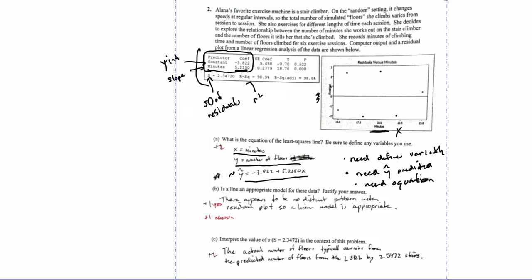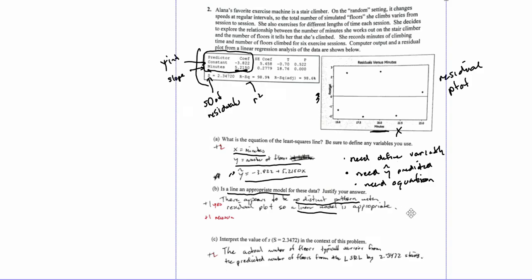The next one says, is the line an appropriate model for the data? If you want to figure out the appropriate model, you need a residual plot, and you need to compare that. So what you're looking for is, is there a pattern? It's going negative, then positive, negative, then positive. I would not say that is a distinct pattern. So there appears to be no distinct pattern in the residual plot, so a linear model is appropriate. That's what we're looking for.